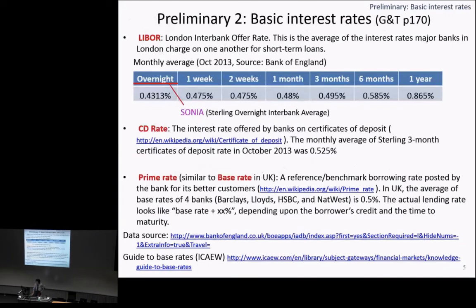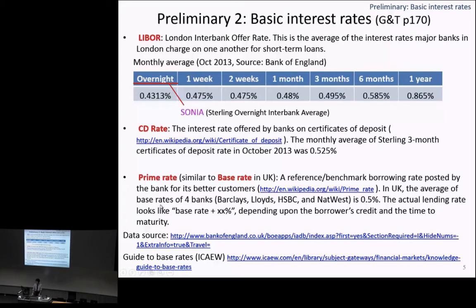Second preliminary is basic interest rates. Many economic models assume that there is a single interest rate R. But by now, you must have understood that in real life, there are many different interest rates because interest rate depends on who lends how much to whom, for how long, on what conditions. So the interest rate at which Barclays lends to NatWest can be very different from the interest rate at which NatWest lends to you.